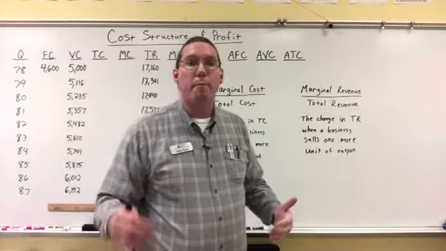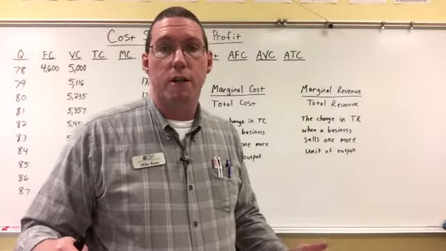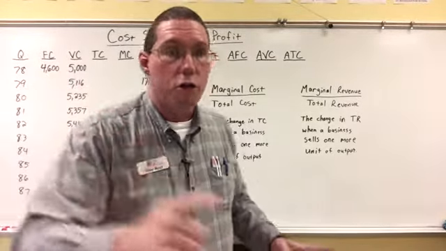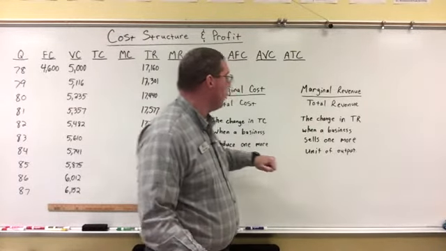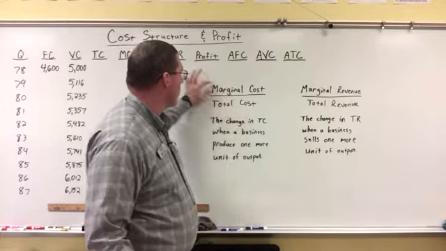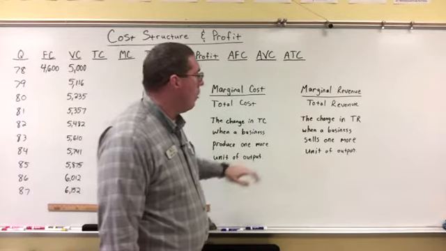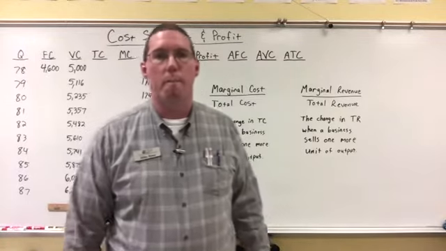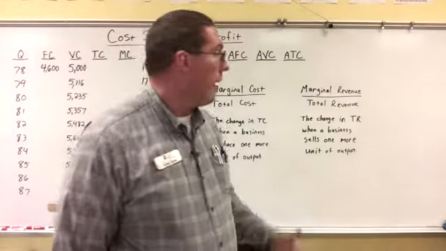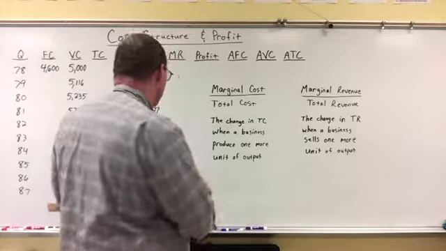And so every time your quantity of production and sales goes up by one, you have an increase in cost and an increase in revenue. Whatever that increase in cost is, that's going to be your marginal cost, and whatever your increase in revenue is from selling one more, that's going to be your marginal revenue. Okay? So that's marginal cost and marginal revenue.